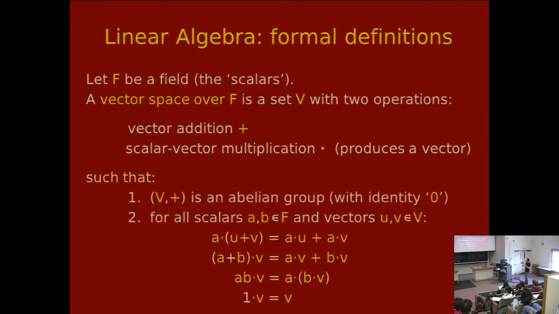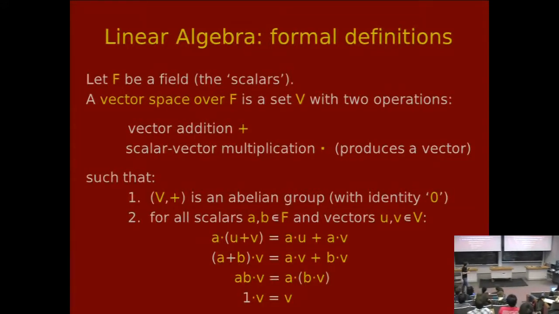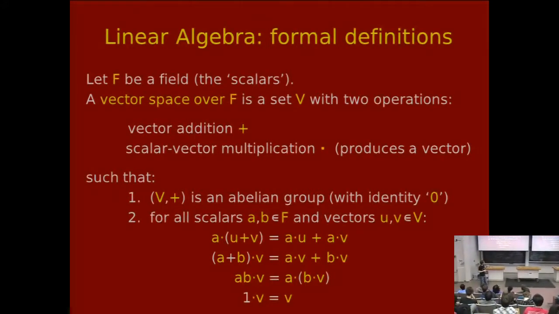And you need two properties. First, vectors together with addition should be an abelian group, which basically means you can add and subtract, and addition is commutative. And as for how scalars interact with vectors, they should interact in the way you expect. So there should be a distribution of the scalar multiplication with addition, and these other obvious properties.